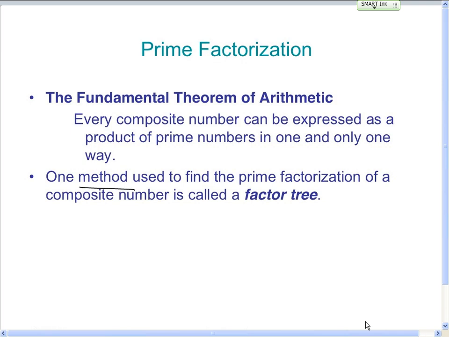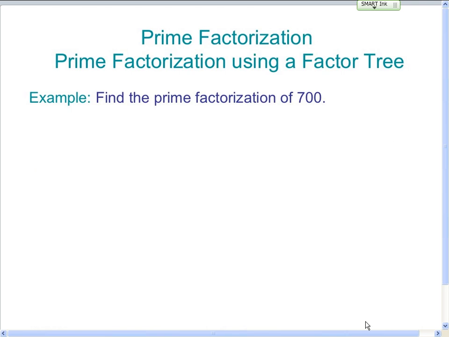One method to find the prime factorization is called a factor tree, which you guys should remember how to do, but just in case you didn't, let's suppose we have the number 700 and we want to find the prime factorization. So one way to start is just to start with any two numbers that will multiply to get 700, like 7 times 100. I prefer to start with 2 and then go to 3 and then go to the next prime number, which is 5, but it really doesn't matter.